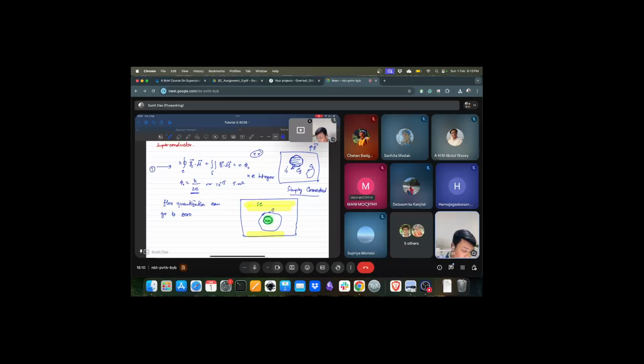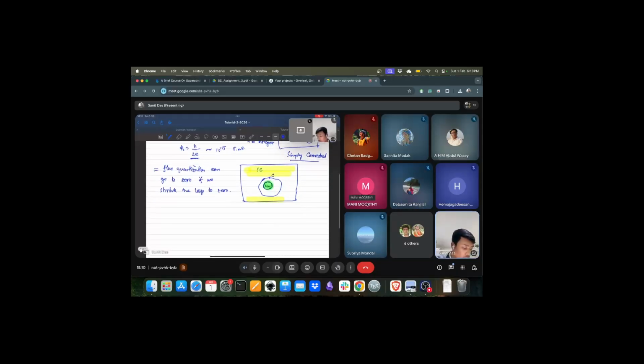Okay, go to zero. If we shrink the loop to zero, basically, if we shrink the loop to have only a point, okay. This is allowed in a simply connected superconductor, whereas for a multiply connected one, this condition is actually not allowed.